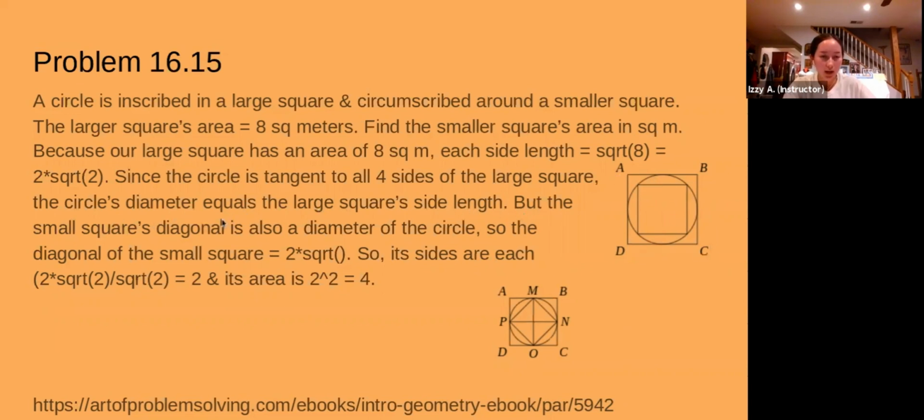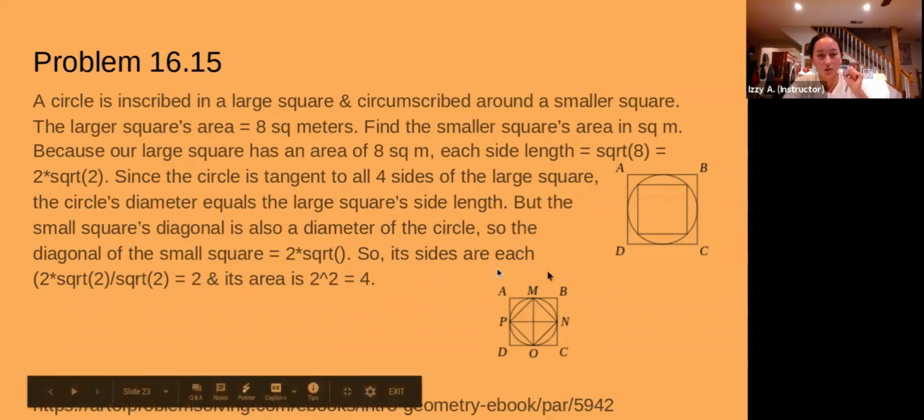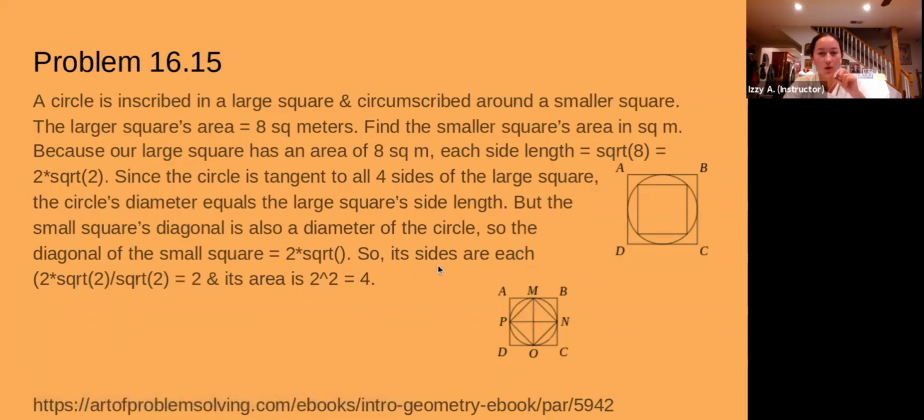But the small square diagonal is also a diameter of the circle. So the diagonal of the small square is going to be equal to 2 times the square root of 2, inside of that parentheses, sorry. So its sides are each 2 square root 2 divided by square root 2, and that's going to be equal to 2, and its area is going to be 2 squared, which is 4.